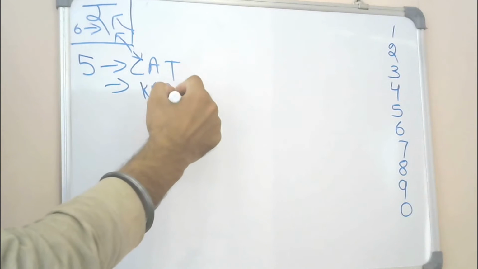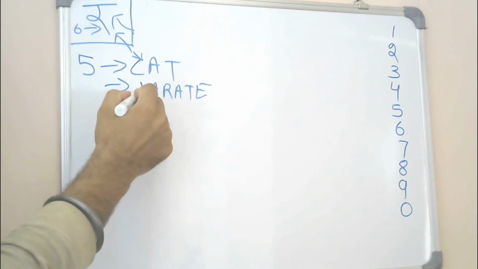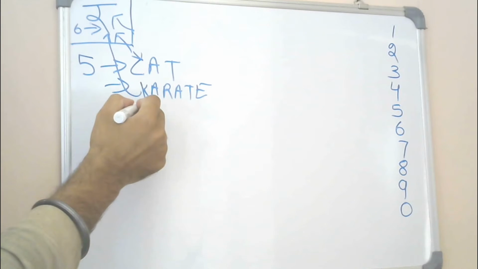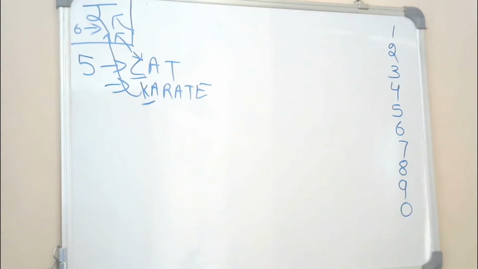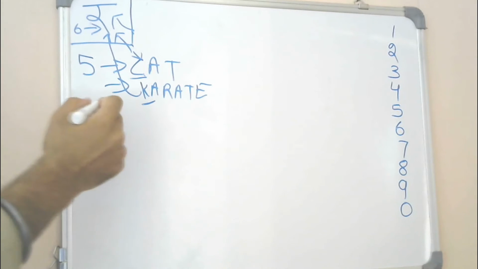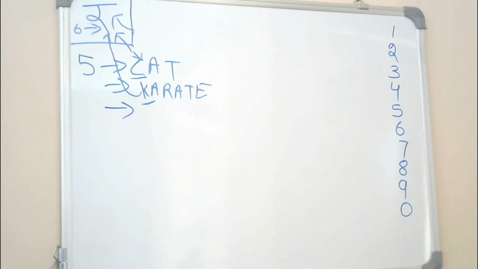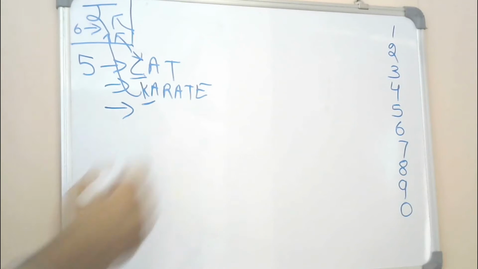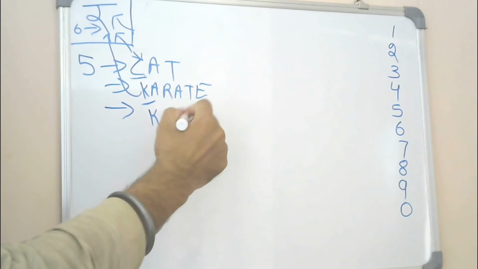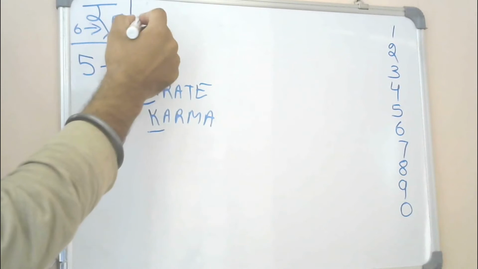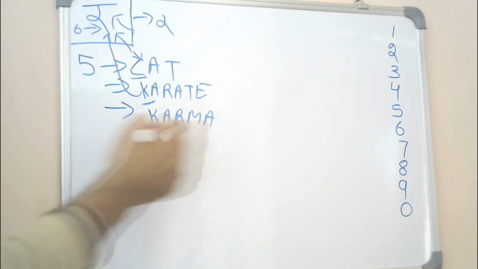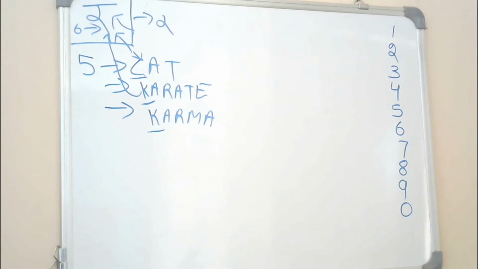And then we can have the example of karate. This is again the sound of K. Even in cat we have K. Even in karate we have K. So wherever you see the sound of K, this Gurmukhi letter will be used. Another example that we can have, karma, right? K for karma, we use kaka for karma. So these are the three examples that I have. The sixth step.